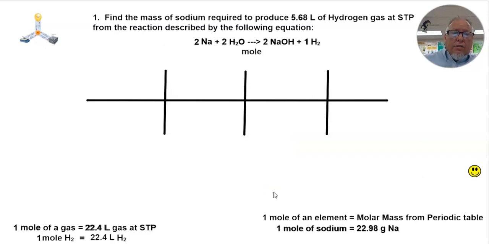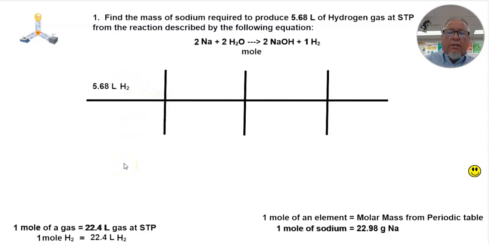To find the mass of sodium required to produce 5.68 liters of hydrogen gas at STP. So the first thing you do in any conversion problem is write down what you know. So I have 5.68 liters of hydrogen gas.